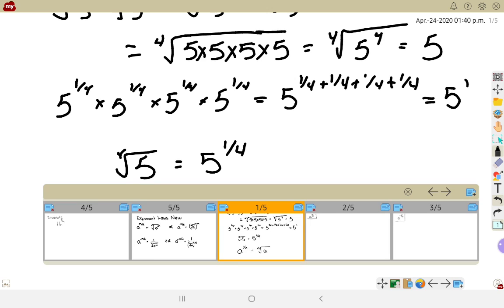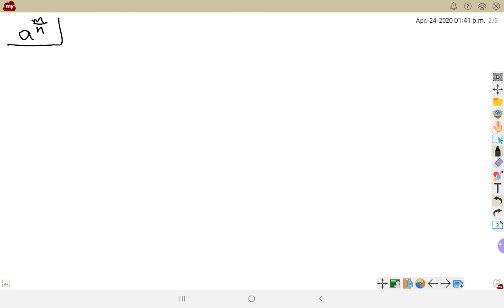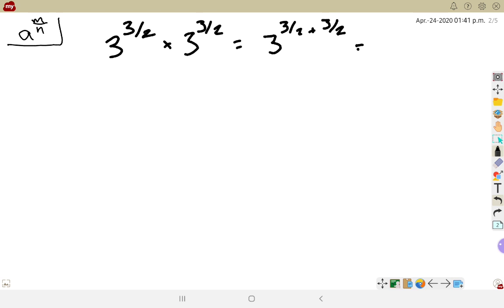Okay? Alright, now, what if I actually have something in my numerator, though, that isn't 1? What would happen here? Okay, so let's look at something maybe like 3 with an exponent of 3/2 times 3 with an exponent of 3/2. Okay, so my exponent law, again, would tell me to add them together. So I add them together. 3/2 plus 3 more halves is going to give me 6/2, right? And 6 divided by 2 would be 3. So I get 3 with an exponent of 3.